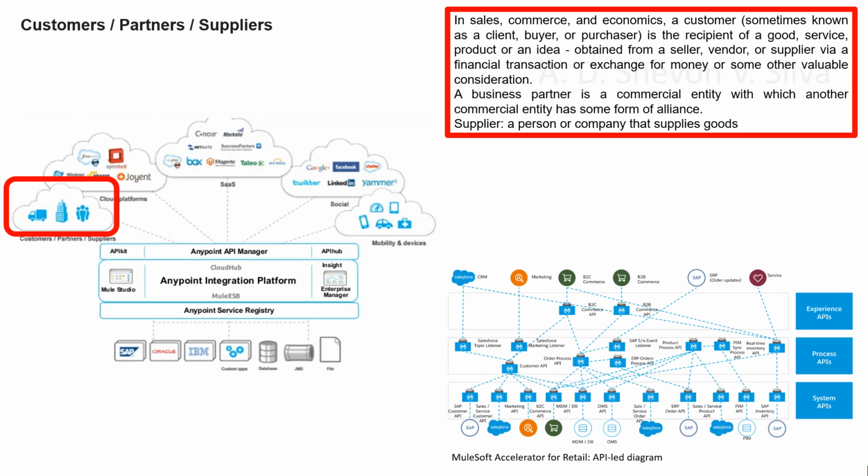Accelerator SAP S4 HANA Customer System API. SAP S4 HANA Customer System API provides a means to access customer person organization account data from SAP S4 HANA. It supports the following functionality: queries customer person organization account information from SAP S4 HANA, create customer person organization account in SAP S4 HANA, updates customer person organization account in SAP S4 HANA.